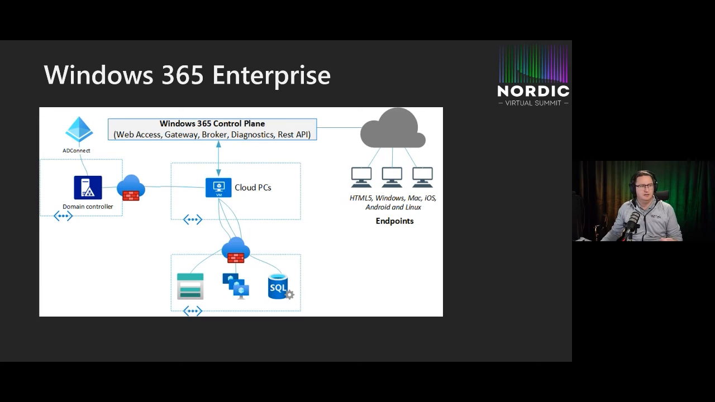Here it's somewhat similar to the last design, but you have your endpoints on the right side. They connect to the internet, to the control plane. Control plane speaks to your Cloud PCs. And from there, your Cloud PCs can communicate with domain controllers, but also to another VNet that we have here with some storage accounts, some servers, some SQL databases. And as you can see, we have some firewalls here and there, meaning that each and every connection to and from the Cloud PCs within your Azure tenant is firewall protected.